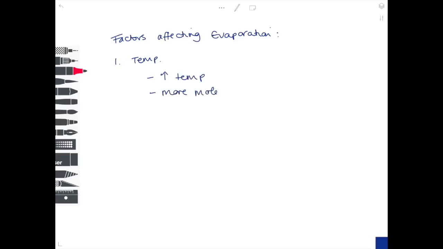So what factors affect how quickly evaporation occurs? Try and use your common sense here. Number one, temperature. Clearly, the higher the temp, the more molecules with higher kinetic energy. Therefore, these molecules can escape, so evaporation occurs more quickly.